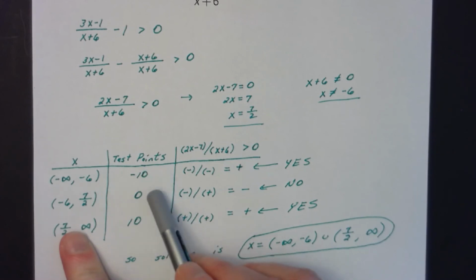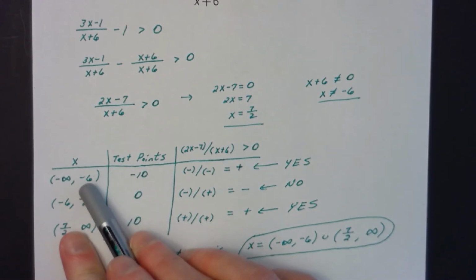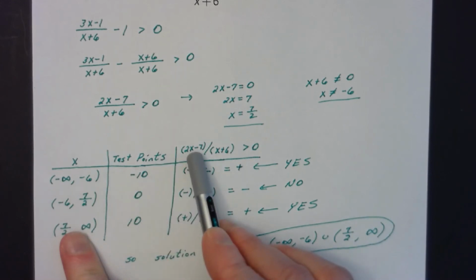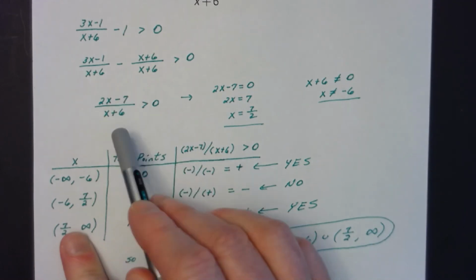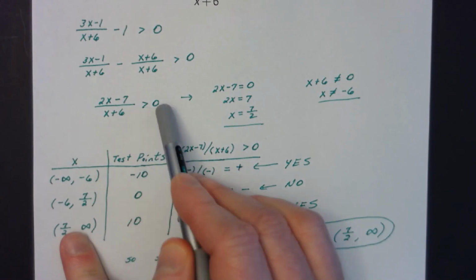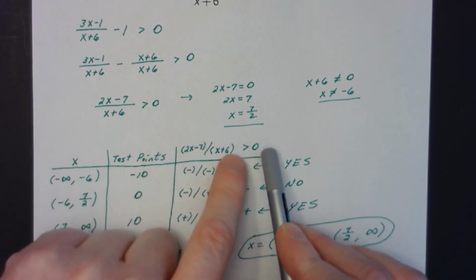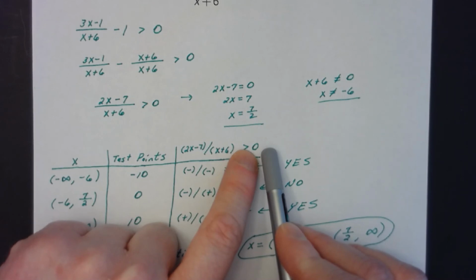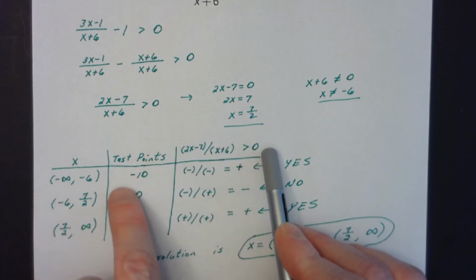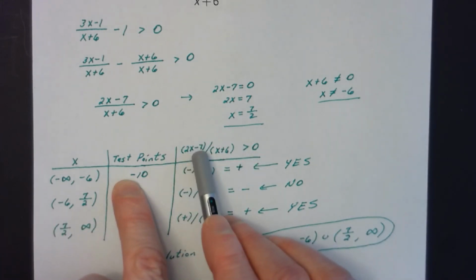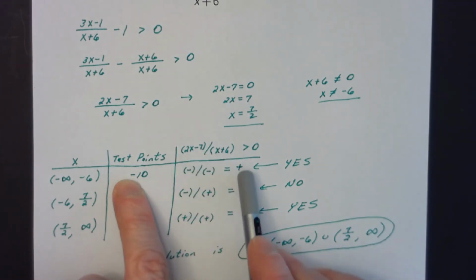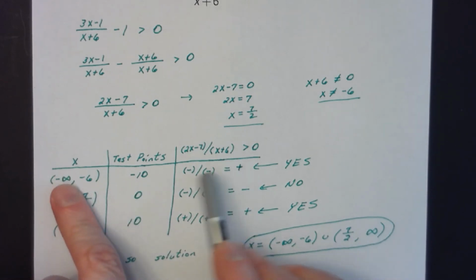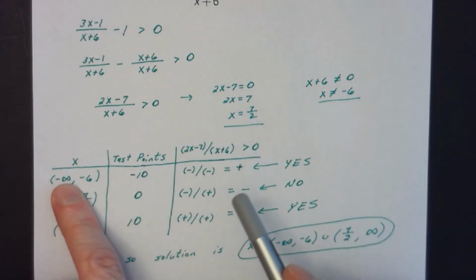Please remember, these test points that are representing these intervals must be plugged into your original or factored inequality here. The (2x minus 7) over (x plus 6) needs to be strictly greater than 0. So that's what I know must be true. In other words, the signs of my test points inside this function need to be positive. When I plug in a negative 10, my numerator would be a negative 27. My denominator would be a negative 4. I know a negative over a negative is a positive. I know this region is a solution. I could put a check mark beside the first one.